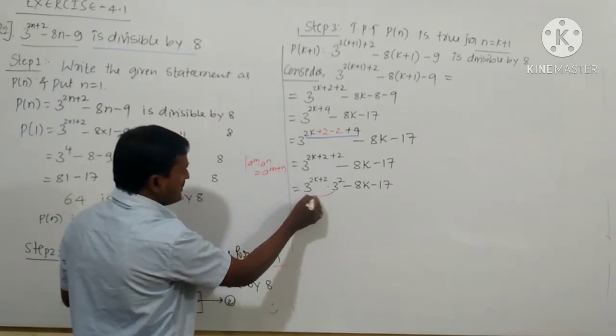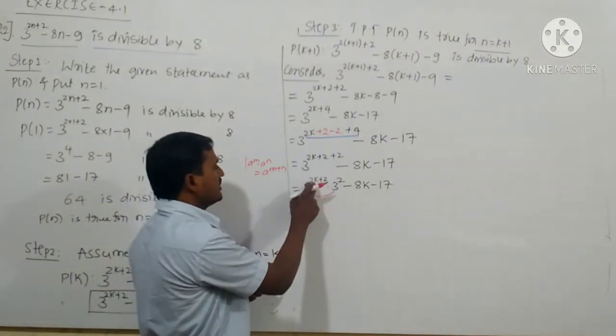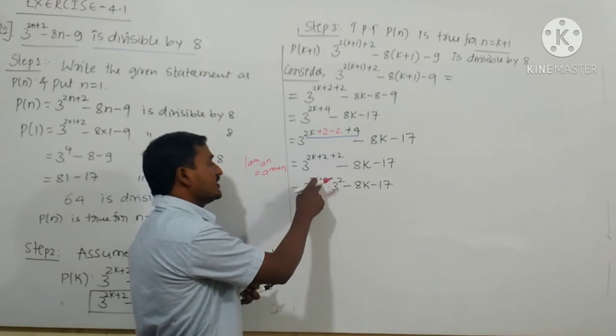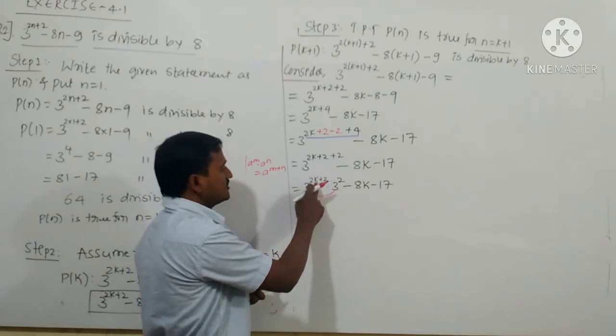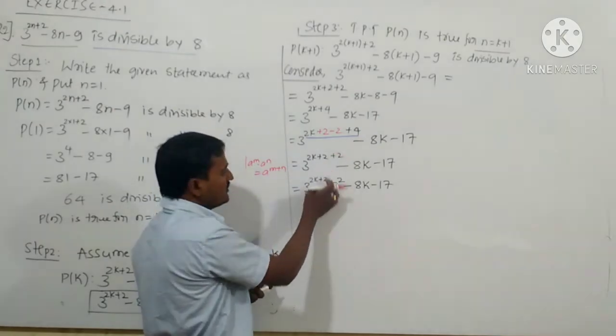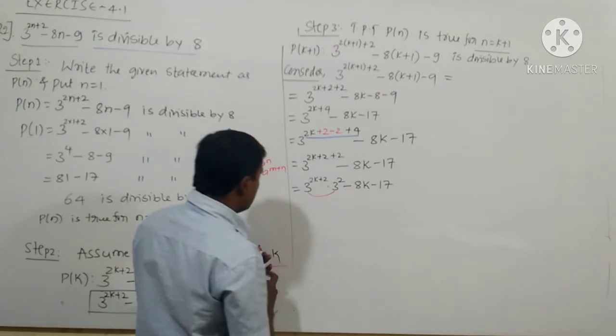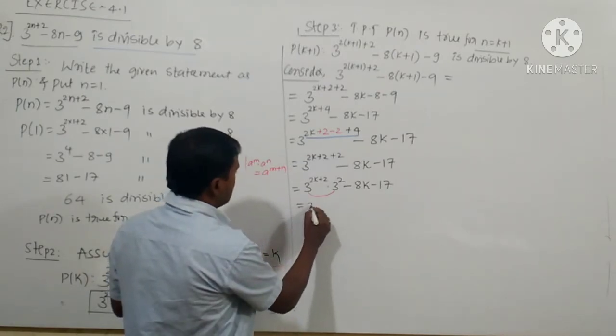Bases are same. Here the bases are same. Then we have to add the powers. If you add the powers, again here you are getting 3 to the power 2k plus 2 plus 2 only. Okay. So here bases are same. We have to add the powers. Right.